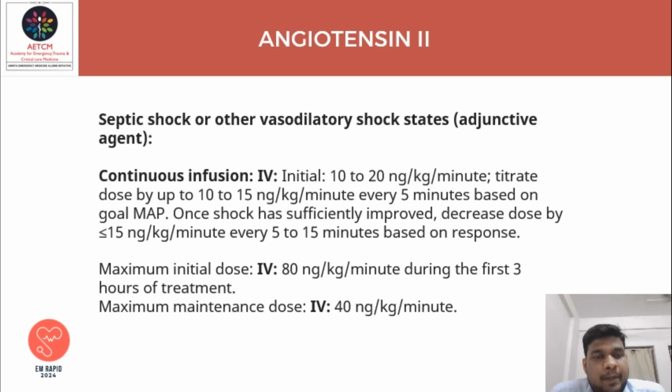Coming to the indication, in septic shock or other vasodilatory shock states, the continuous IV infusion dosage is initially 10 to 20 nanogram per kg per minute, and titrate the dose up by 10 to 15 nanogram per kg per minute every 5 minutes based on the MAP. Once shock has sufficiently improved, decrease the dose by less than or equal to 15 nanogram per kg per minute every 5 to 15 minutes based on response. The maximum dose is 80 nanogram per kg per minute during the first 3 hours of treatment, and the maximum maintenance dose is 40 nanogram per kg per minute.